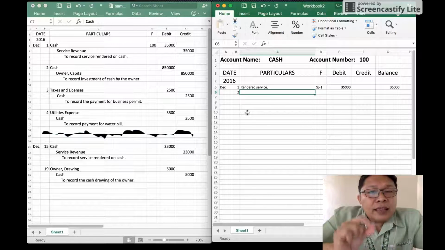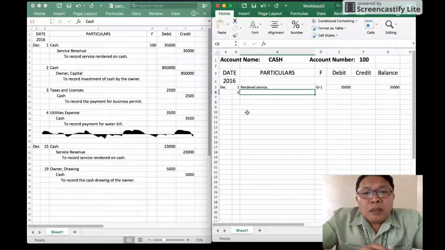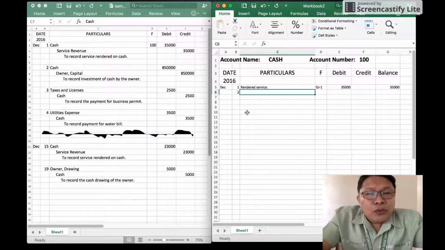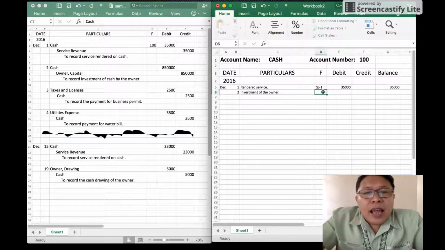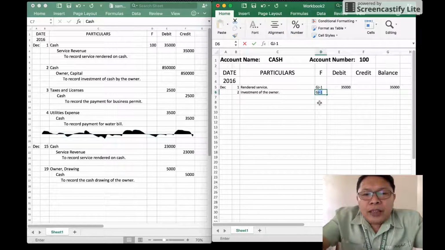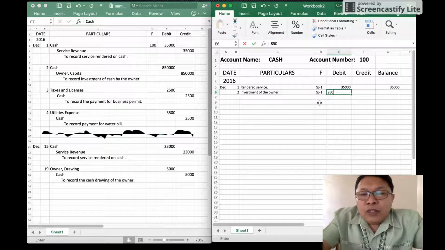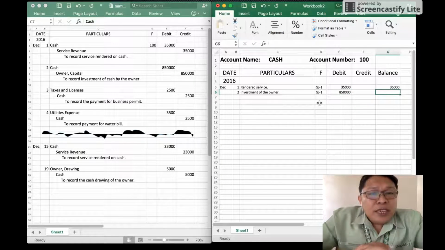There is a debit of 850,000 cash because the owner invested cash. So in the particulars, we have to write investment of the owner. Okay, we know that that 850,000 cash was invested by the owner and that record appears on your general journal, page 1. We debit 850,000 as written in our entry.